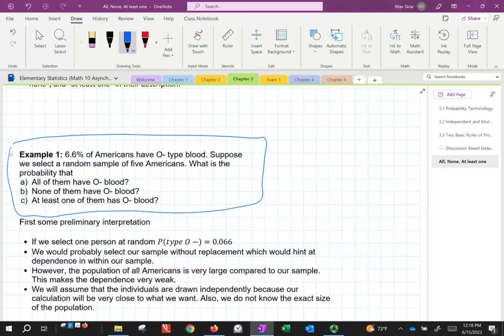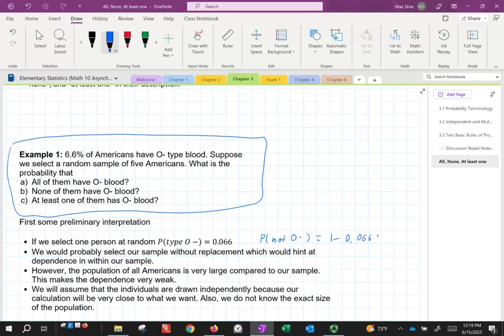So, first, some preliminary observations. If we select one person at random, just one, not 5, then there's a 6.6% chance that they have O negative blood. When we're thinking about an event that's about whether this person has a certain characteristic, one thing we might want to do is think about also what is the probability that they don't have that characteristic. And we can use the complement rule.